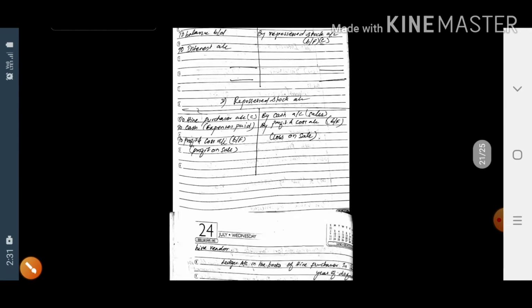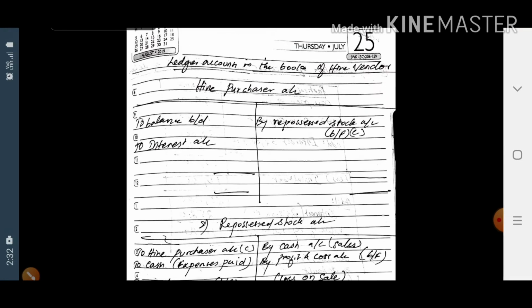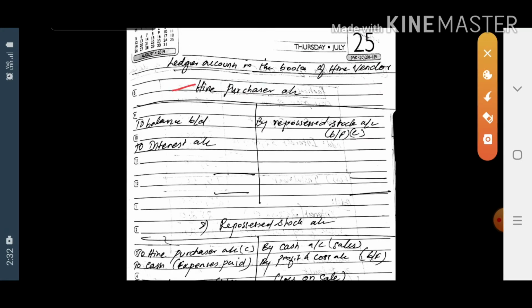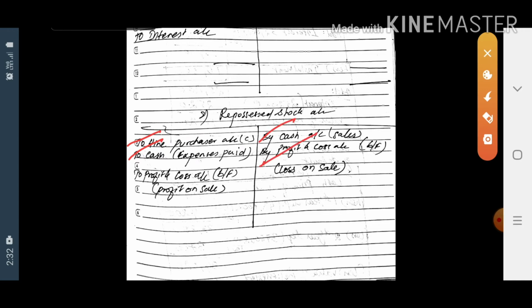Now let us move on to the books of the hire vendor. In the books of the hire vendor, we used to prepare the hire purchaser account. This is the usual account we used to prepare. Apart from this, we are going to prepare the repossessed stock account. On the debit side of the repossessed stock account, the hire purchaser account and cash, and on the credit side, by cash for sales. If it is a loss on sale, it will come on the credit side. If it is a profit on sale, it will come on the debit side.